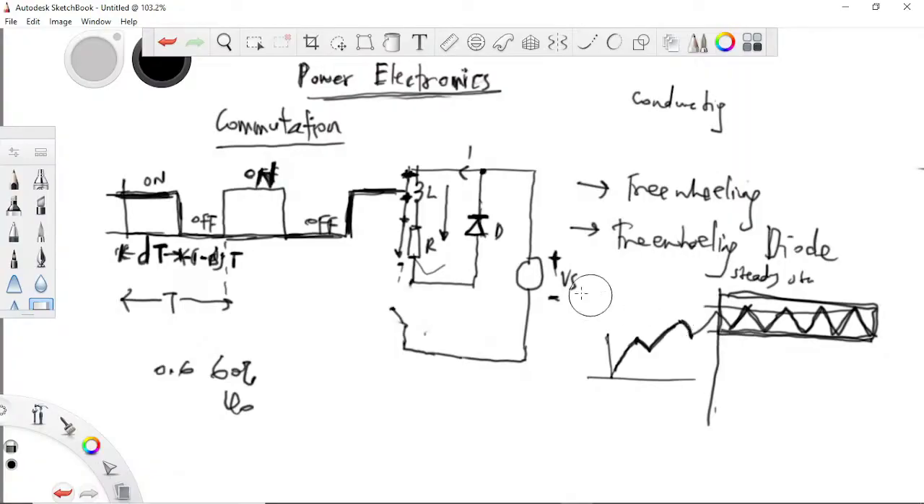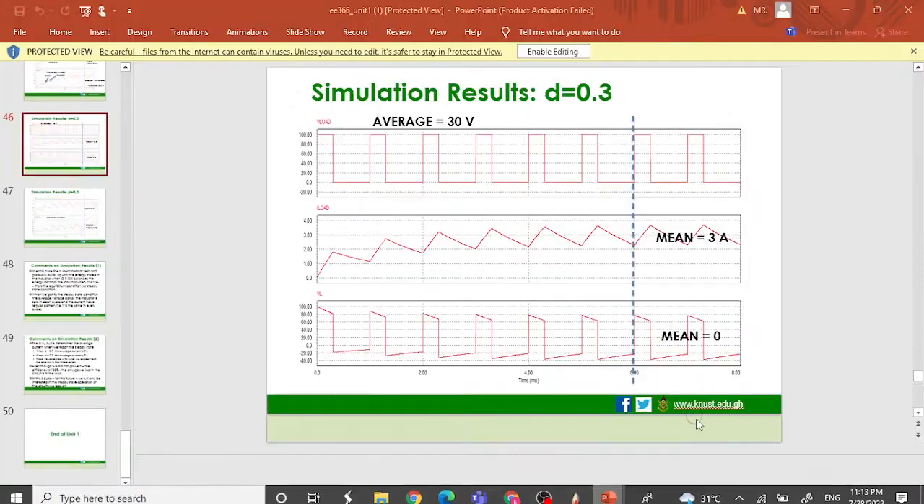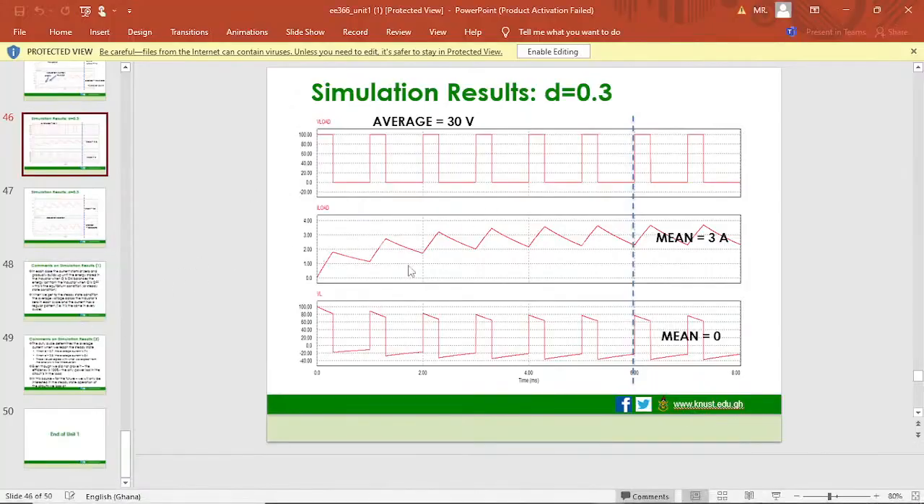Yes, so this is the concept of commutation. I hope it makes sense. We'll come back to this again in unit 2. So that's the unit 1 recap. I've explained the simulation here, how initially it gets to a certain steady state, and then it looks the same.